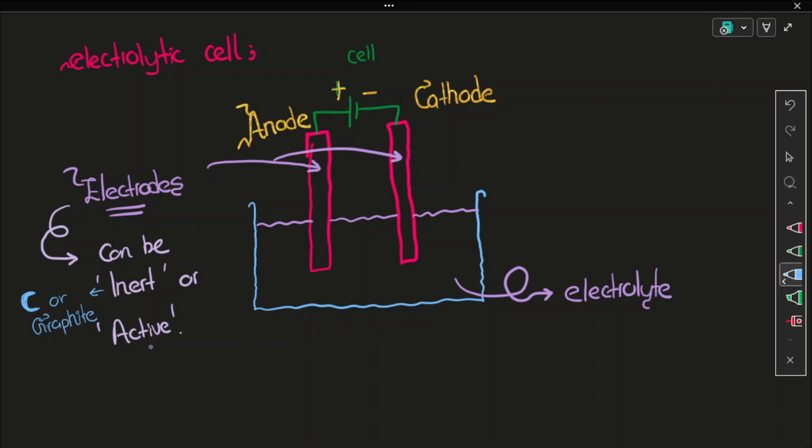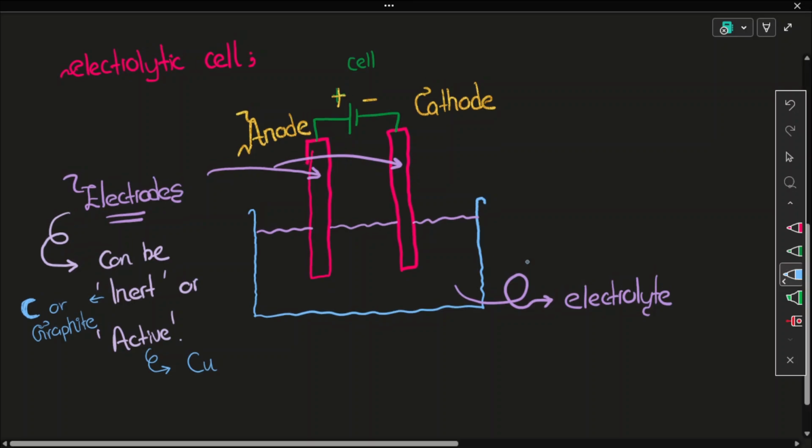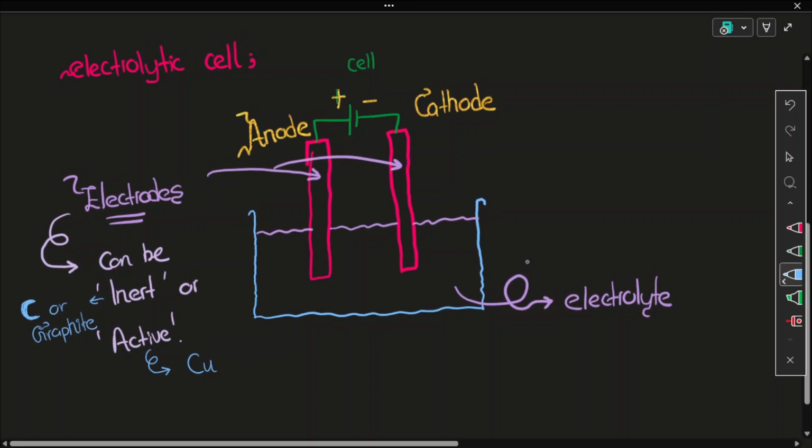And then what about active electrodes? What could they possibly be? The most common, the most annoying active electrode is actually copper. Okay, honestly, there are more examples, but for now, those are what I would advise that you know. So simply a recap, this is the electrolytic cell composed of the two electrodes, the electrolyte and the cell.